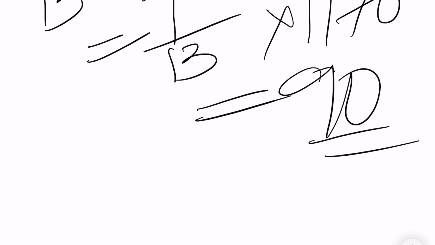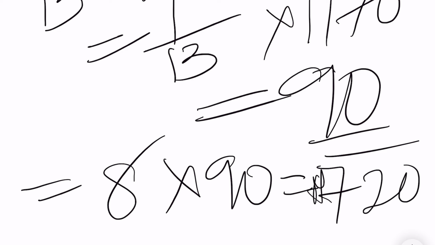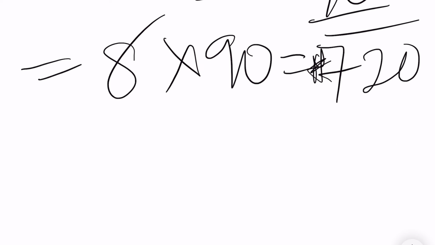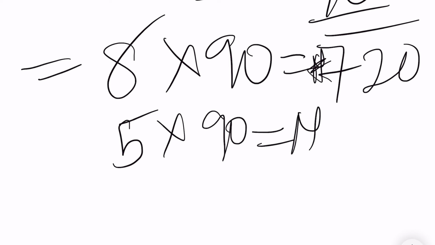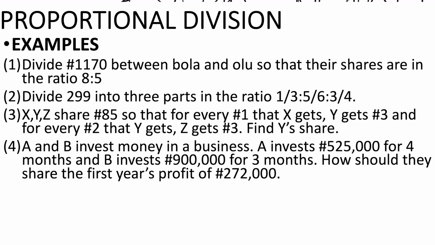So at the ratio of 8:5, Bolu receives 8, so that will be 8 times 90, which gives us 720 naira. So Bolu receives the amount of 720 naira, while Olu receives 450 naira.